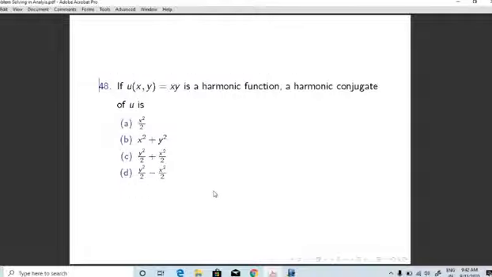Now look at the 48th question. Suppose u equal to x into y is a harmonic function. What is a harmonic conjugate? It satisfies the CR equation. If you differentiate this with respect to x, we get y. Therefore, this is the vy. So maybe look at the last option. This is a harmonic conjugate of this. Now, just apply the CR equation and find v. The possible value of v is the last one.